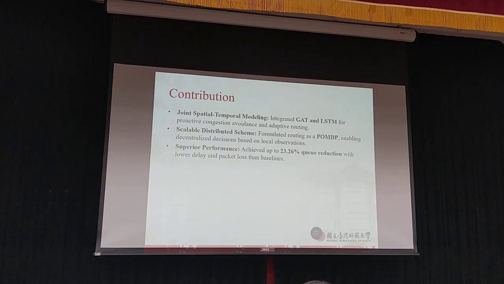GAT and LSTM for proactive congestion avoidance. Number two is scalable distributed scheme. Formulating the routing problem as a POMDP for decentralized decisions. Number three is superior performance. Achieving up to 23% queue reduction compared to all baseline.